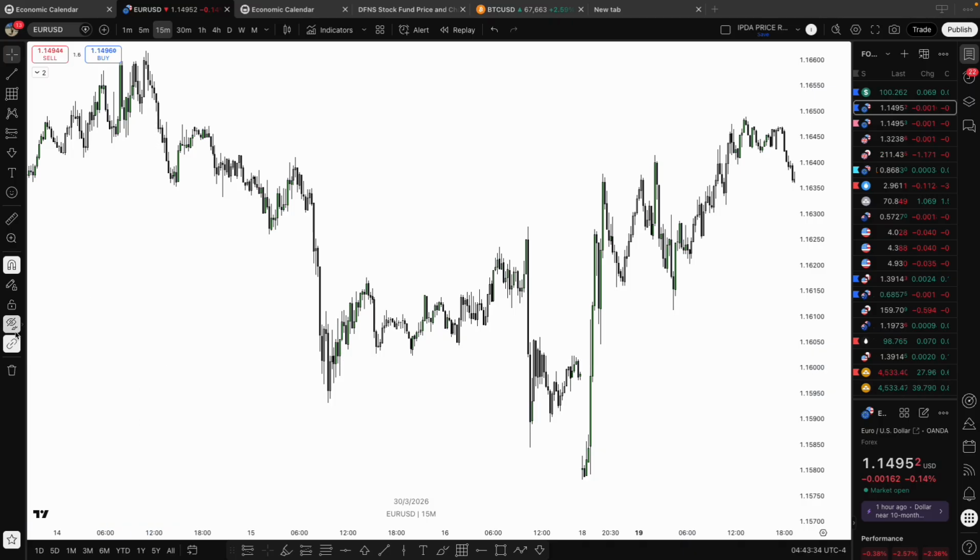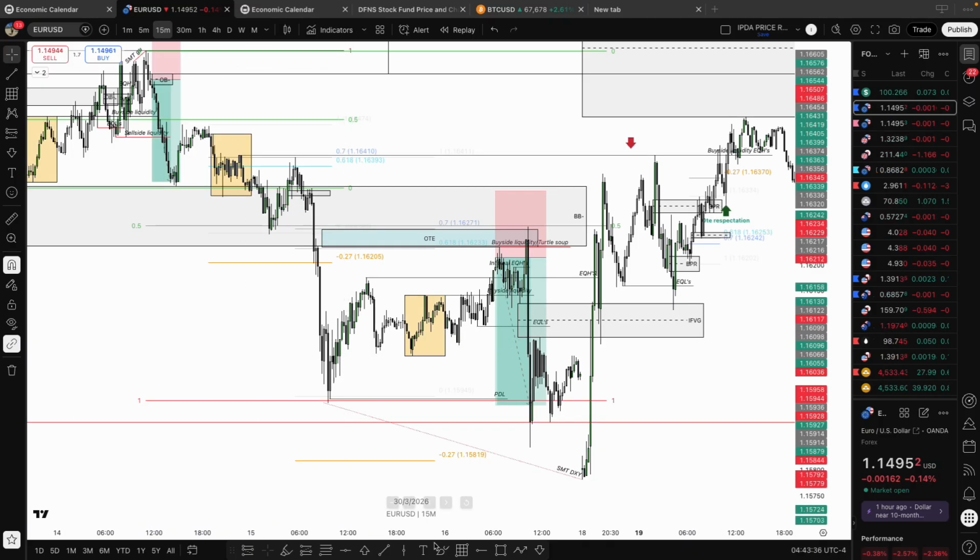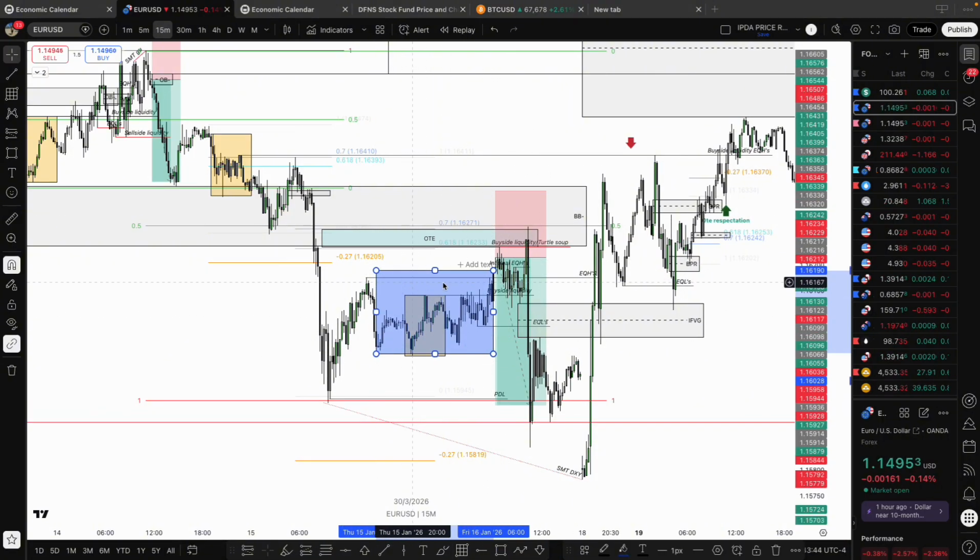So if you want to draw this move, you can say it like this. I'll draw it. I also took a trade on this a little bit early, but my SL was really high, so it wasn't a great trade. This would be the accumulation phase.